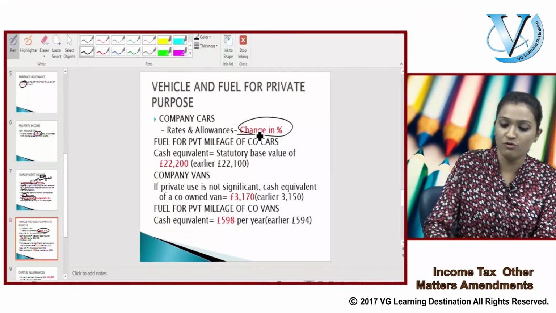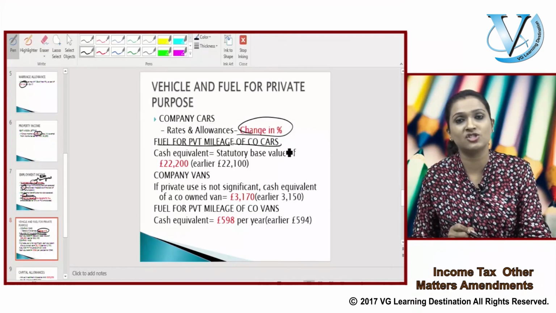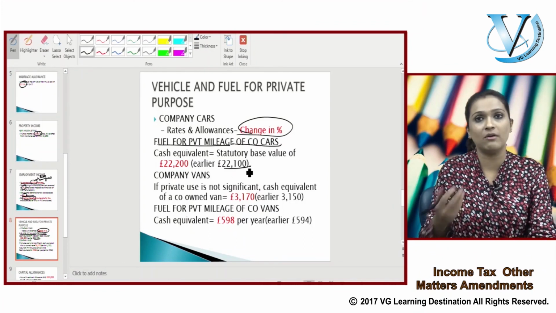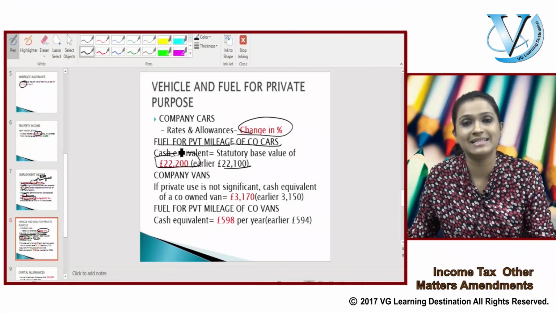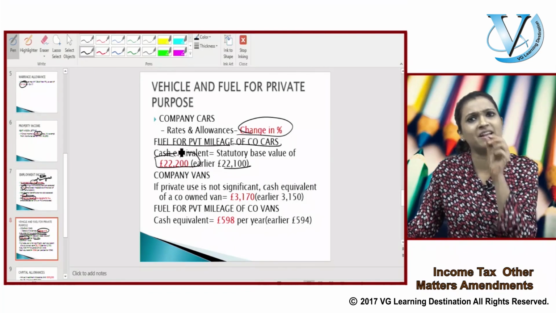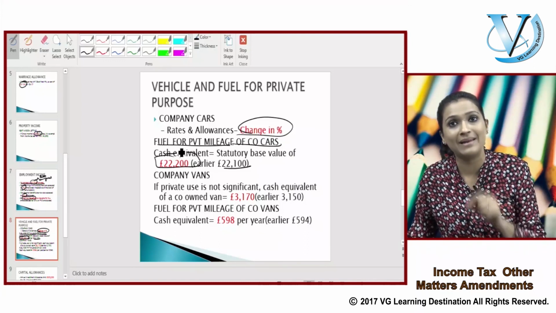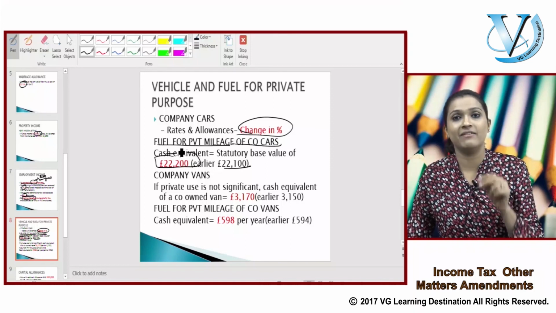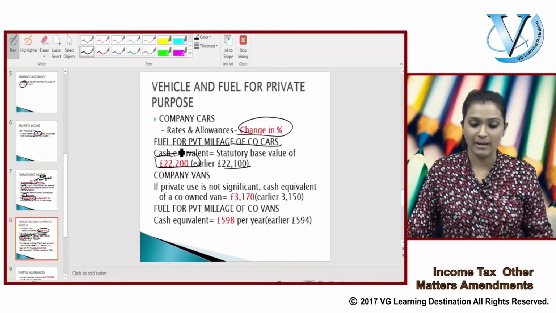Also, what about fuel for private mileage of company cars? Earlier, the base value was £20,100. Now the base value has been increased to £22,200 instead. Please remember these are very minor changes which have been brought through, but these are now applicable to you if you're sitting for your exam June 17 onwards for your F6, that is your taxation paper.